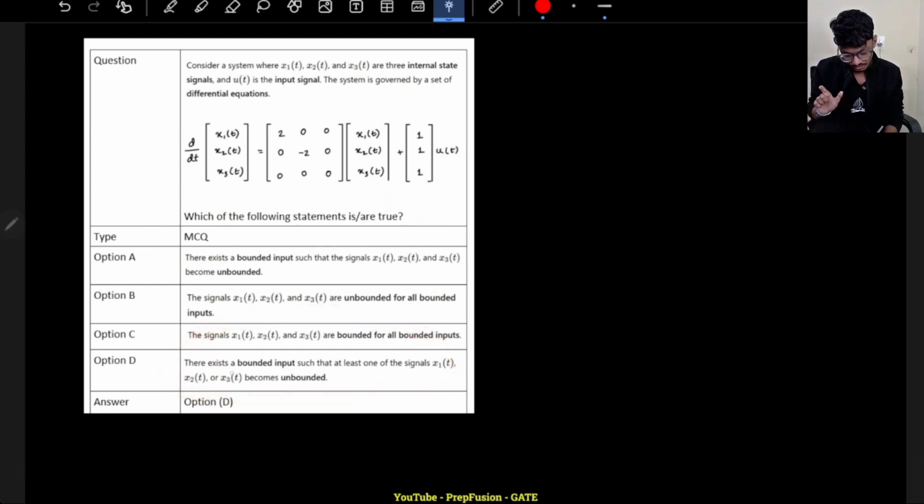that there exists a bounded input such that at least one signal is unbounded. And how is this correct? So we will solve this step by step. If you see, this is the system matrix A, right? This is the system matrix A.